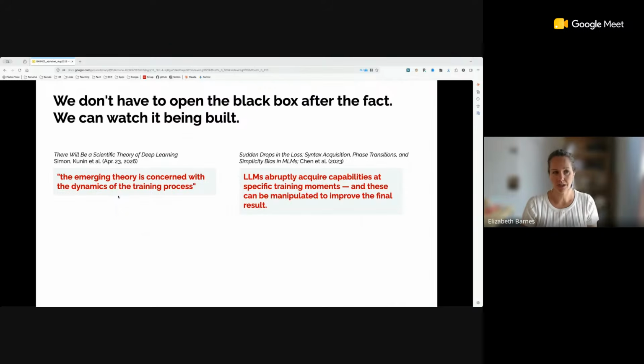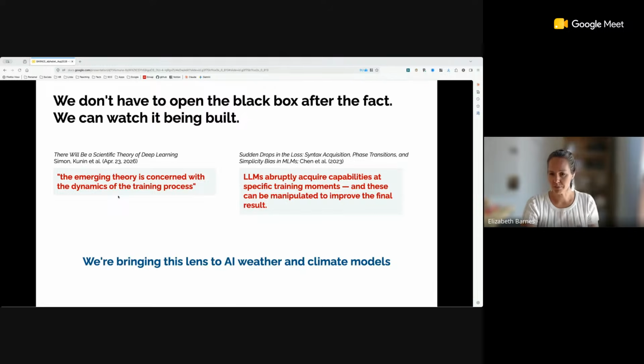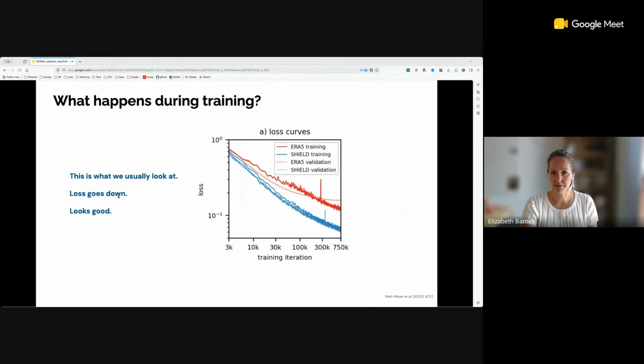So there are now quite a few metrics and approaches out there that we can bring into climate and weather. Specifically, this paper on the right here showing that LLMs abruptly acquire capabilities at specific training moments, and that they can then manipulate those training moments to improve the final result. The thinking here is maybe certain features or modes of the climate system are learned at certain times of the process. What if we could then go and intervene at those times to make sure they're even better? So we're trying to bring this lens to AI and weather and climate models.